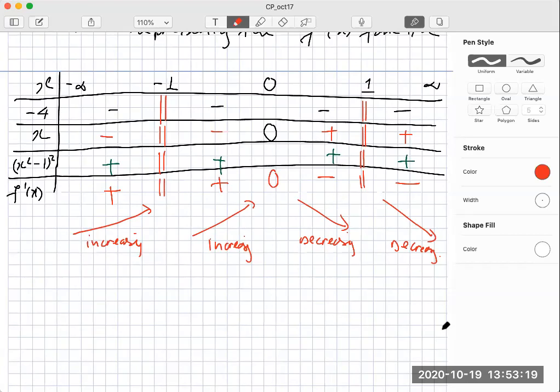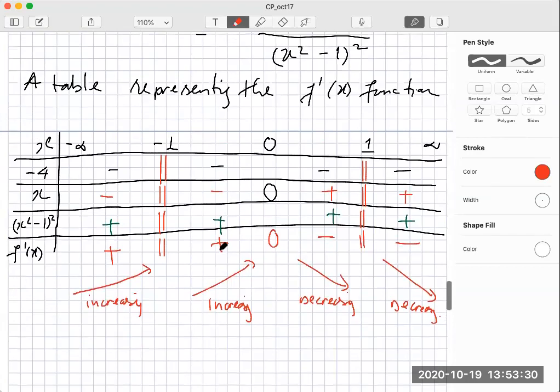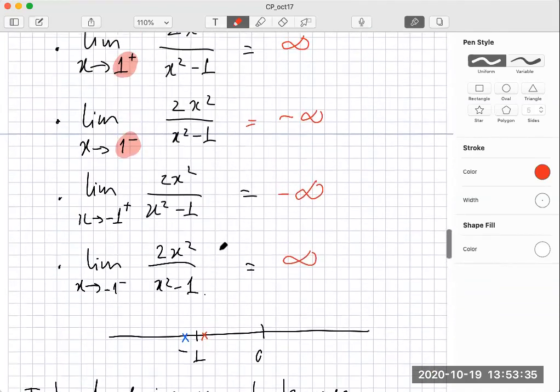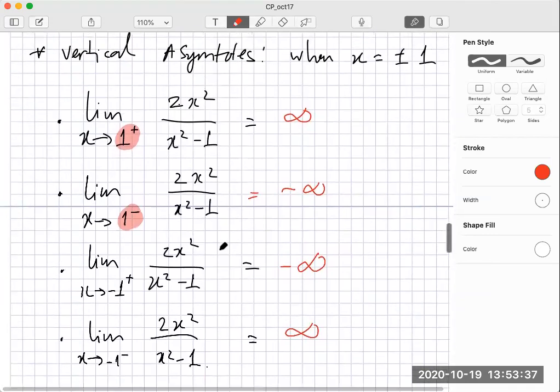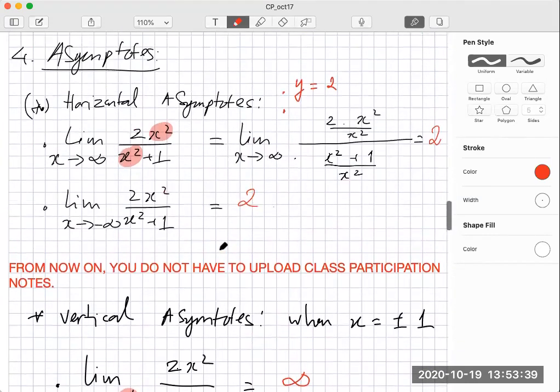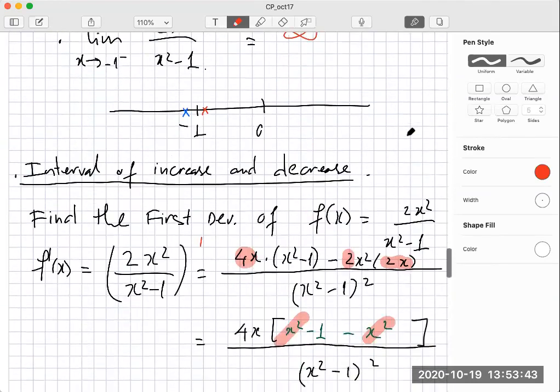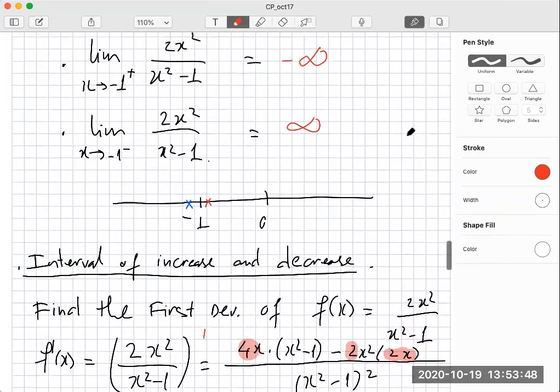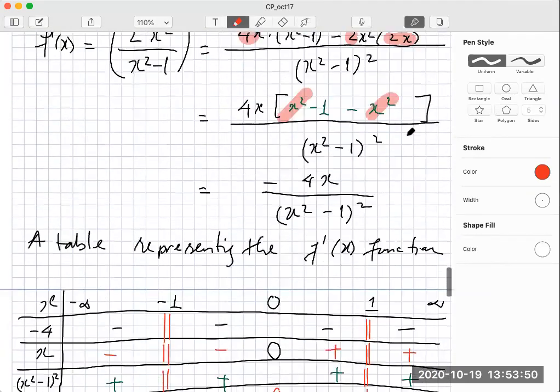So we know the intervals of increasing and decreasing. Here, can we find the maximum and minimum? Wait, hold on a second. Here, let us put in the limit here. When x approaches negative infinity and positive infinity, they are all equal to 2, right? That is the value of function f. So we care about f later.